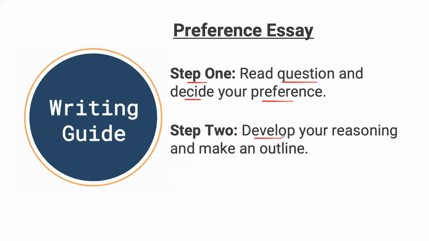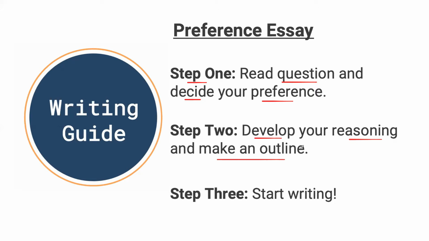Step 2, you're going to develop your reasoning and make an outline. Now you might be thinking, you might not have enough time to make an outline. After all, you have 30 minutes for the entire phase of this task. So that means you have 30 minutes for reading and writing and revising. But trust me, with time and practice, making an outline will be indispensable. It'll really help you jot down your thoughts and create a nice guide for your essay. And lastly, of course, you're going to start writing and then revise as necessary.